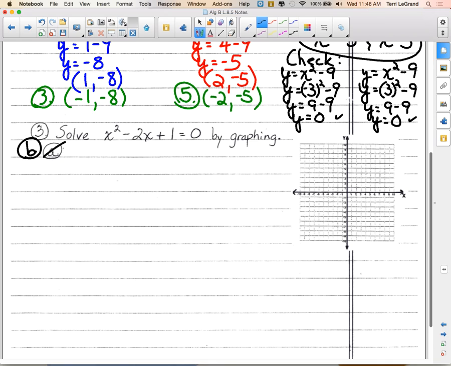What do we do with it? Put it in standard form. Is it in standard form? Change the 0 to y. Good job. y equals x squared minus 2x plus 1. A equals, B equals, C equals.